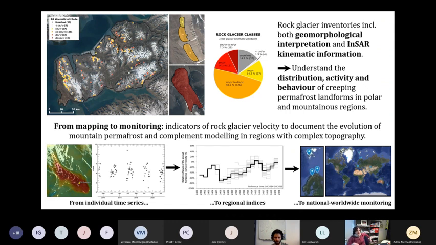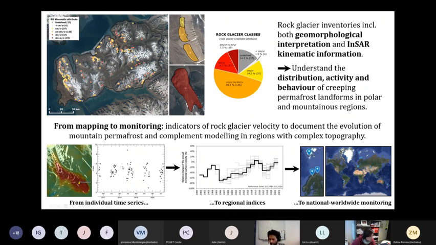And another part of it that we have started, but it's a bit the next step, I would rather say this way. There is still a lot of work to do for that. It is to move from mapping the landform to the monitoring of selected landforms. And this can be used as indicators of climate change, as we know that warming permafrost tends to lead to an increase of creep rate.